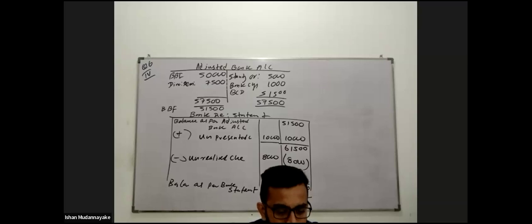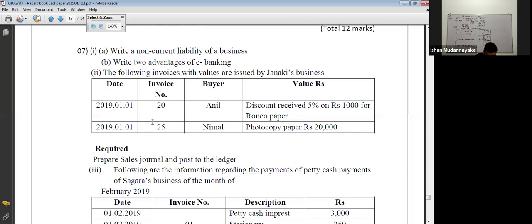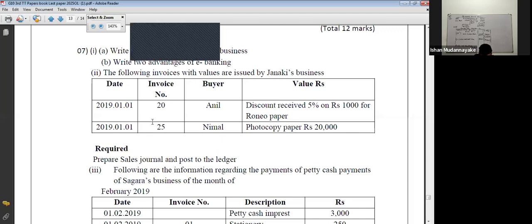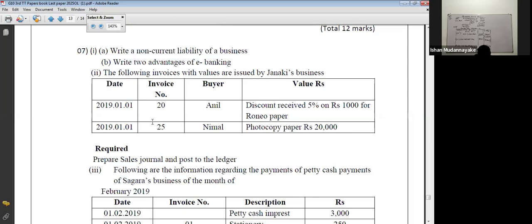Okay, right. Next one. Question number 7, Roman number 2. The following invoices with values are issued by Janaki business. Janaki business requires you to prepare the sales journal and post to the ledger. Lamai, you need to prepare the sales journal for this transaction and then post this transaction to the ledger. Sales journal, simple.